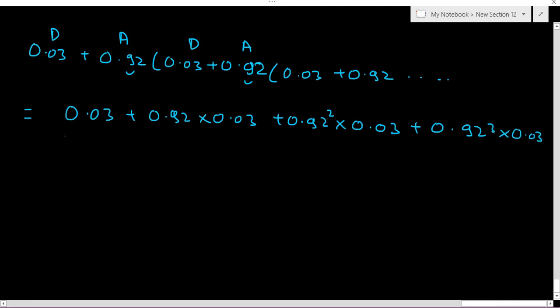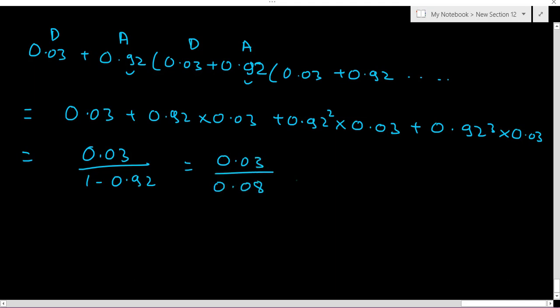So if you see, this becomes a geometric progression, and the sum can be calculated as a upon 1 minus r. So that is 0.03 divided by 1 minus the common ratio. The common ratio is 0.92, so 1 minus 0.92. This becomes 0.03 divided by 0.08. So that becomes 3 by 8. So that is 3 by 8. Okay, so that's how you calculate this probability.